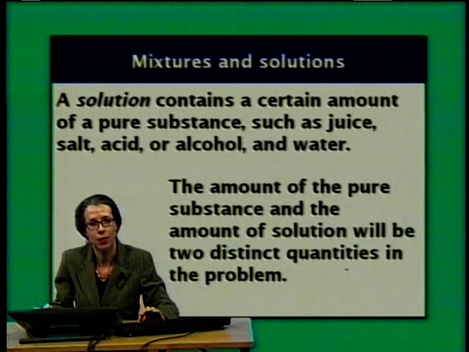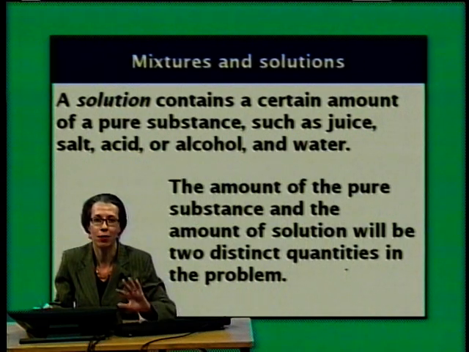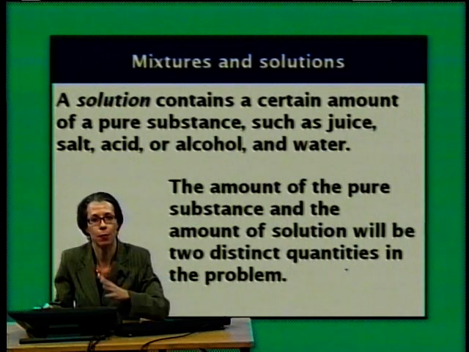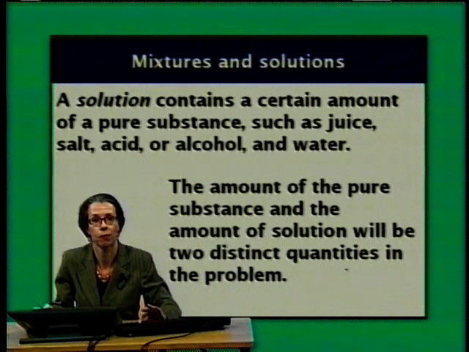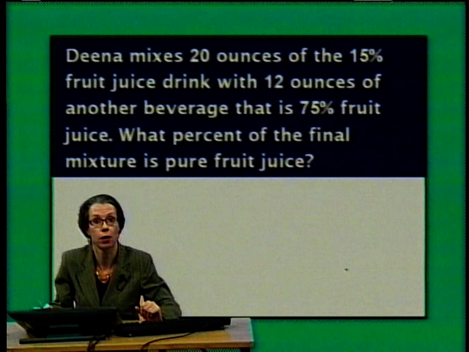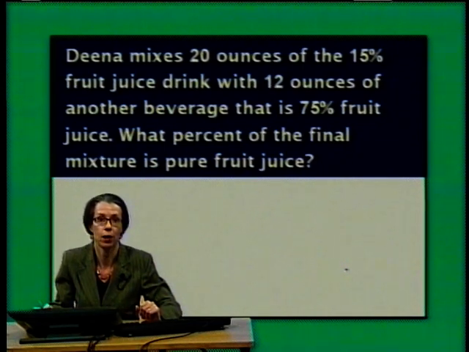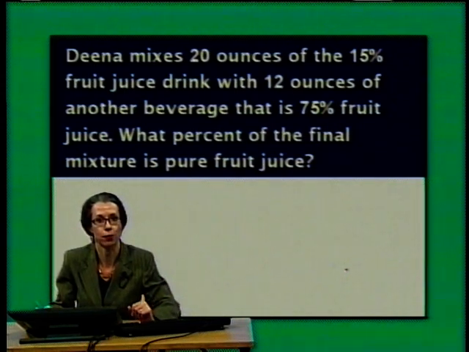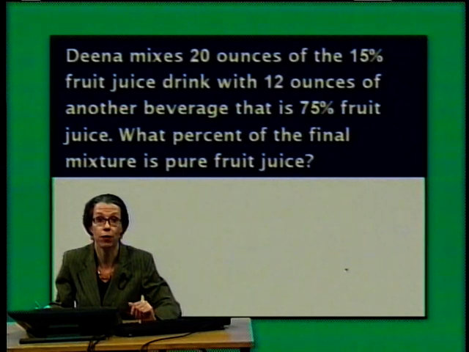So when we're working these mixture problems, we want to keep the amount of solution separate from the amount of pure stuff. Let's look at an example of mixture, and we're going to start with just juice. Dina mixes 20 ounces of the 15% fruit drink with 12 ounces of another beverage that is 75% fruit juice. What is the final mixture? What percent of the final mixture is pure fruit juice?